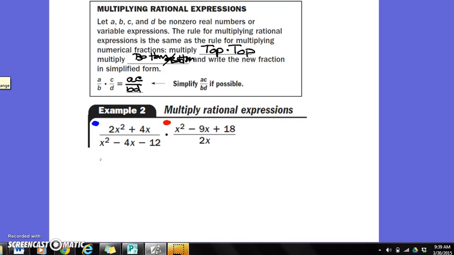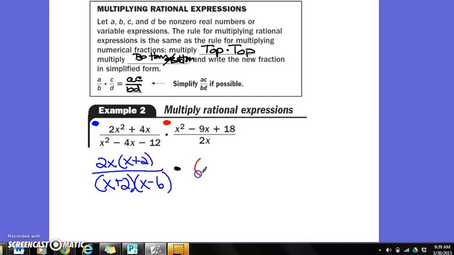All right, the first one, we are going to take out a 2x, getting x plus 2. In the denominator, it's going to be x and x. Factors of 12: 6 and 2. You need a negative middle term, so there are your signs: x plus 2, x minus 6. We're multiplying that. Here you're going to factor the numerator. It's going to give you x and x. Factors of 18 that give us 9 are 6 and 3. They both need to be negative, so you get a positive 18 when you multiply, but a negative 9 when you add.